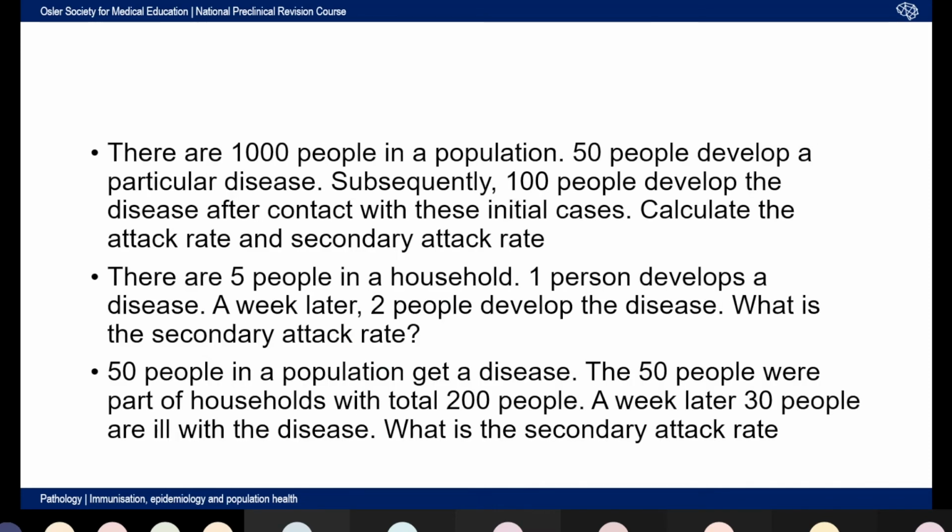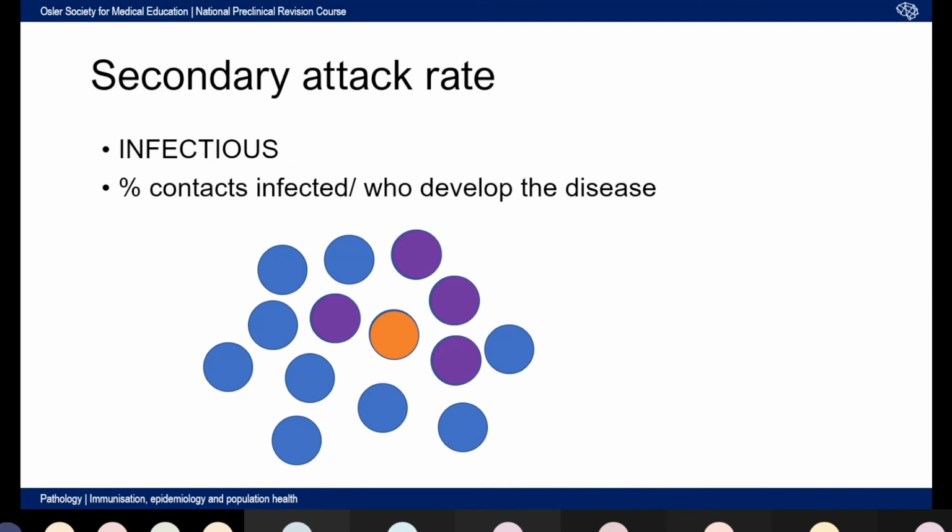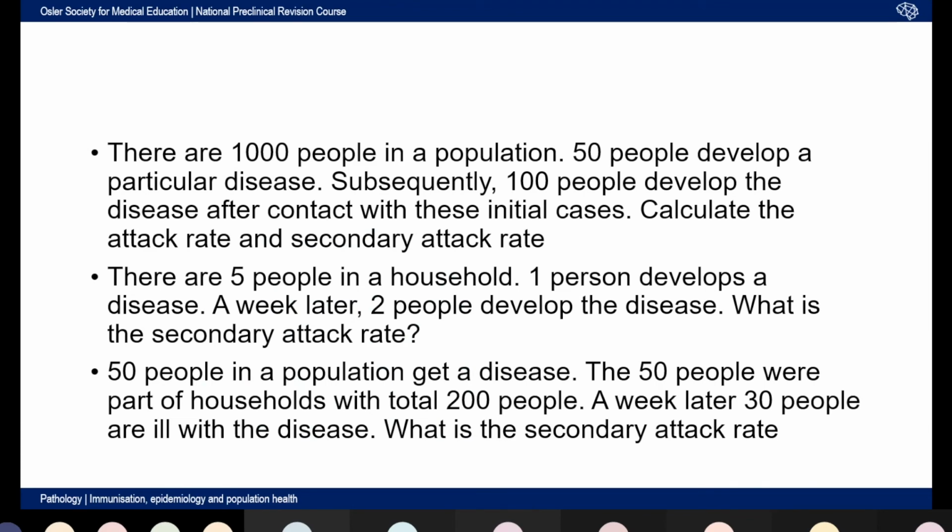I've written a few questions about these, which you can do after the lecture because it's just kind of maths. But one important thing to think about is that when you calculate the secondary attack rate, you have to take into consideration that the orange person who was first infected is no longer one of the people at risk. So you have to remove the initial infected people from the population. But I've written some questions that you can have a go at.